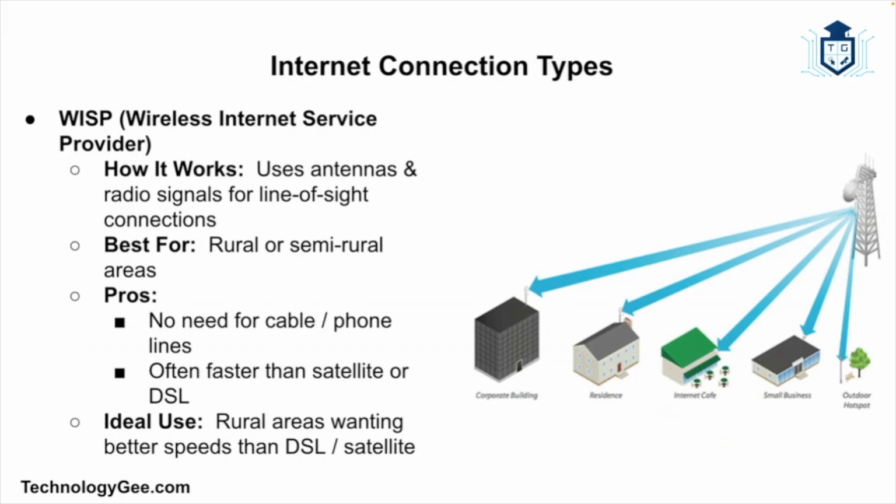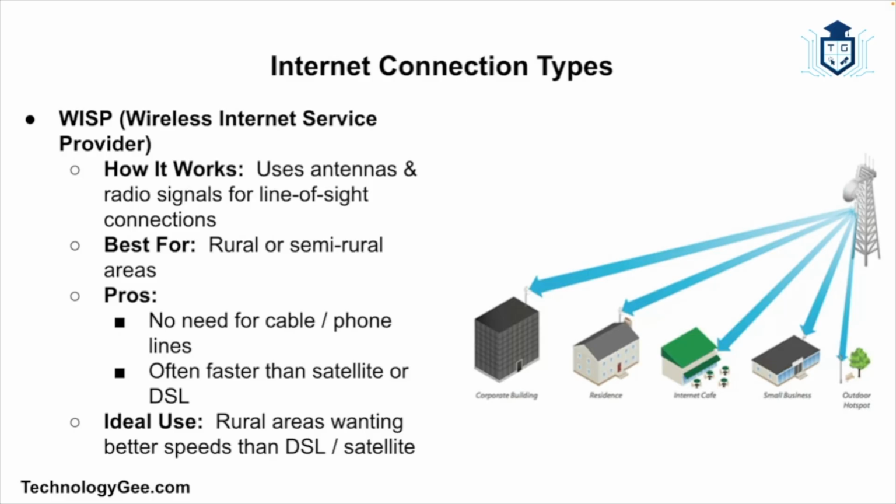And then we have what is called WISP, or wireless internet service provider. So think of this like local internet companies that are using radio signals. And how it works is they use antennas that are on towers to beam internet to homes with line of sight. Where this shines the most, it works really well in rural and semi-rural areas without good wired options.